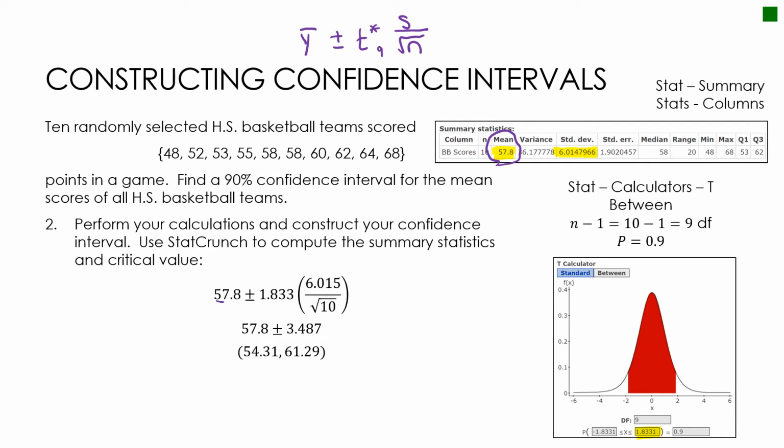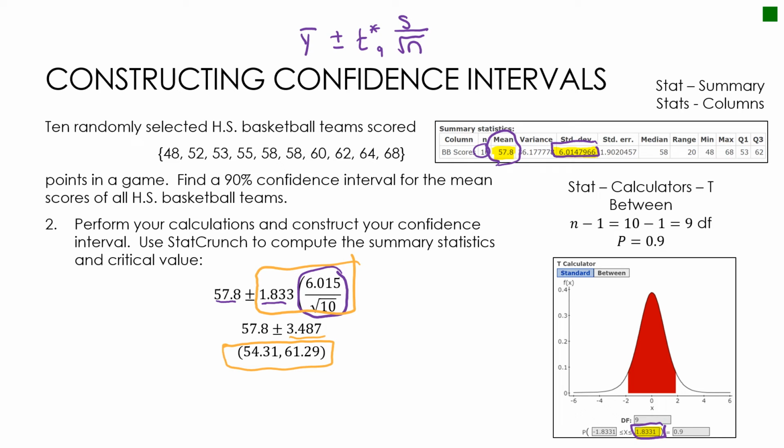57.8 is my mean, 1.833 is my critical value, and this, all of this, is taking 6.015, which is what I rounded that to, divided by radical 10 because there were 10 values. Just like we did with proportions, I'm going to do everything here in one step in my calculator so that I don't do too much rounding, and that gave me 3.487. Then I'm first going to subtract that from 57.8, then add it to 57.8, and this gives me my interval.